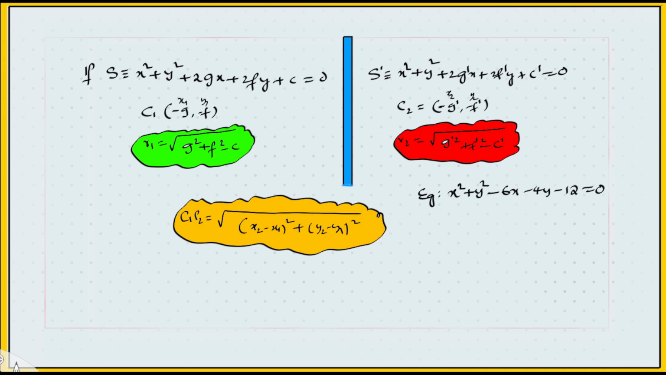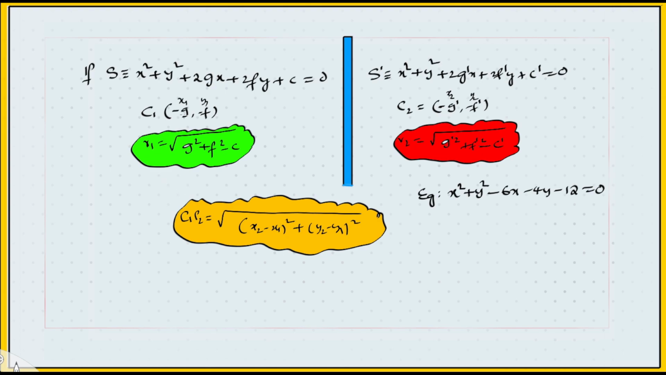Now, relative position of two circles. For example, S equals x square plus y square plus 2gx plus 2fy plus c equals 0 is one circle. Another circle S dash: x square plus y square plus 2g dash x plus 2f dash y plus c dash equals 0. These are two circles.